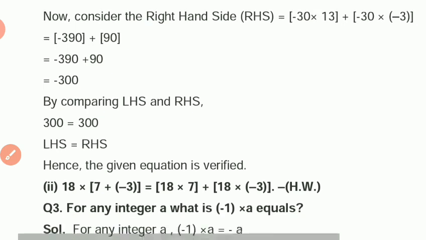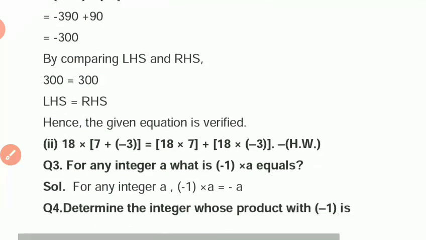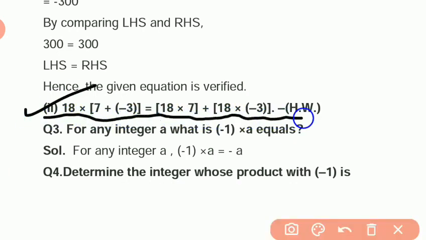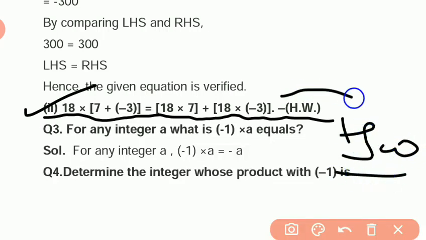Second question, 18 into 7 plus of minus 3 is equal to 18 into 7 plus 18 into minus 3. This question is the same as question number 1. First you have to find the value of LHS and then you have to find the value of RHS. After that you have to compare. If they are equal, then we can say that the given equation is verified.